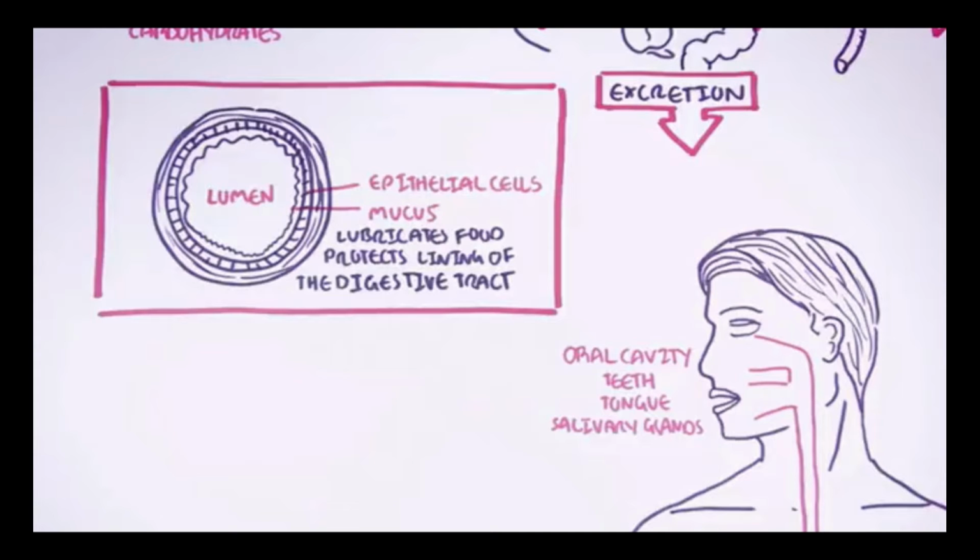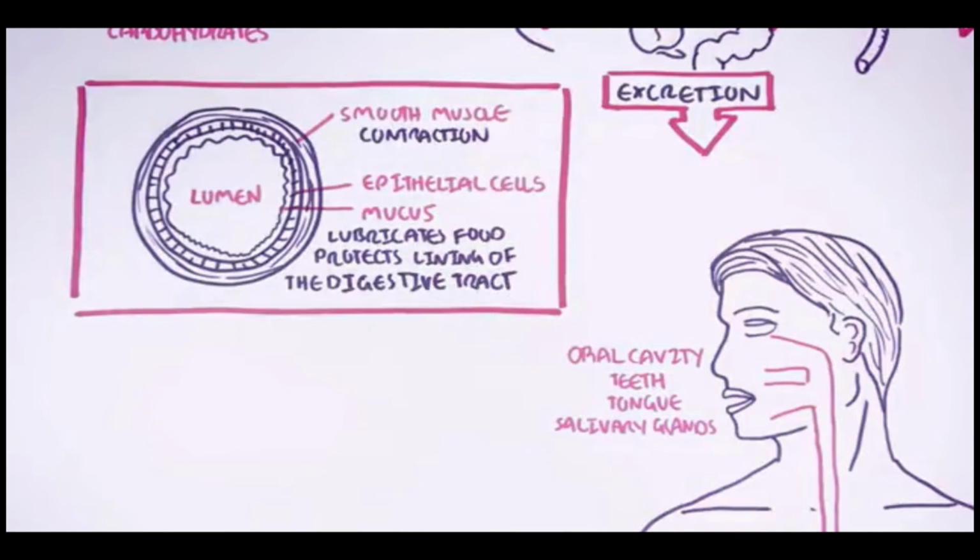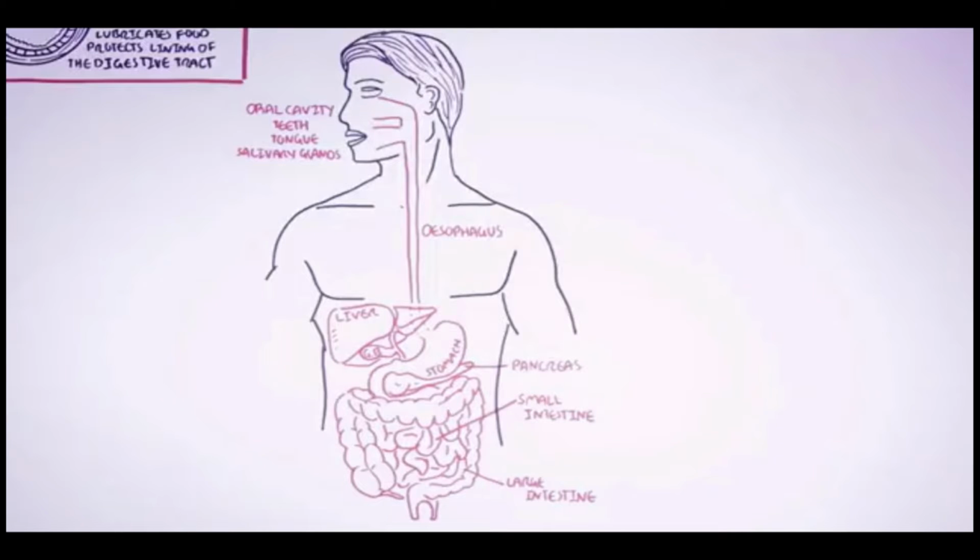Mucus lubricates the food and protects the lining of the digestive tract. Kaya kung waray mucus, magagasgasan ang digestive tract or magkakaroon ng friction. After the mucus, there are epithelial cells. It goes into the stomach, the small intestine, large intestine, and to the rectum.